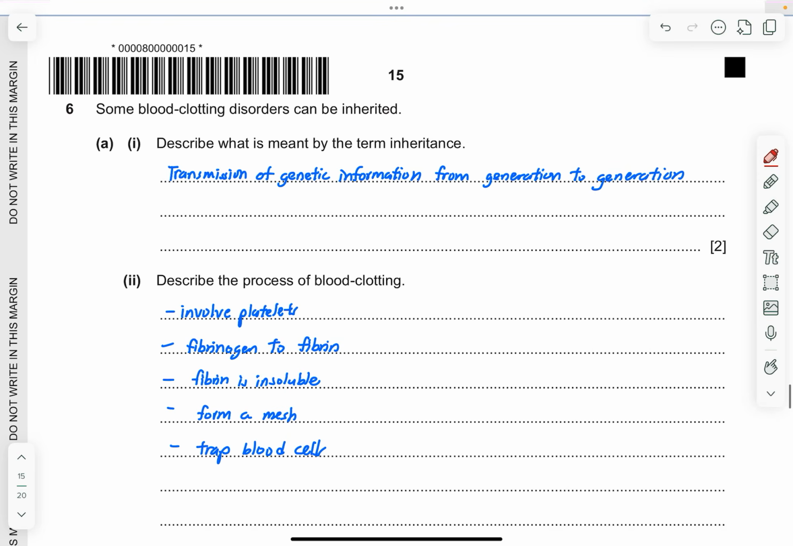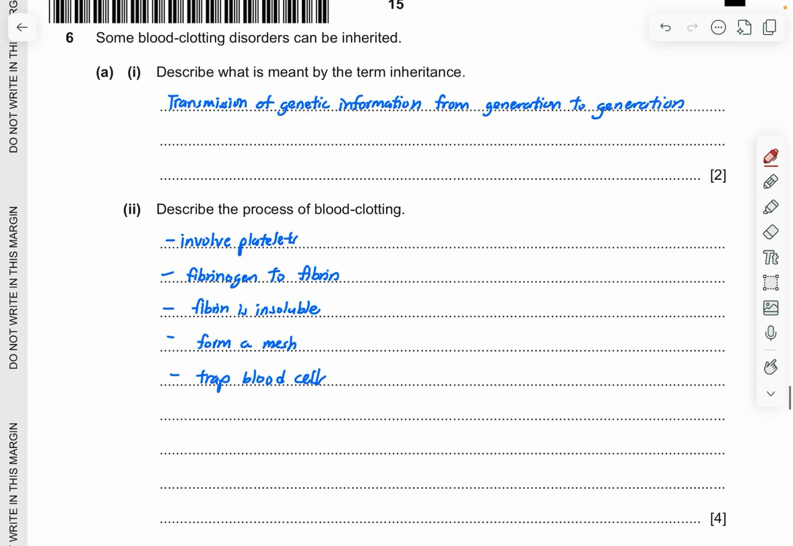Alright, question 6. Some blood clotting disorders can be inherited. So describe what is meant by the term inherited. Again, a definition question, and you must be able to give it word by word. The important phrases have to be in there so you can get your full marks. So transmission of genetic information from generation to generation is sufficient for this question.